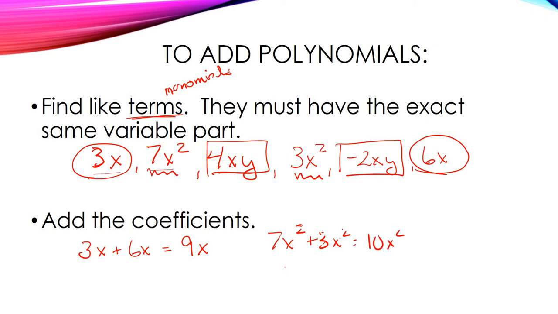And do the xy's for me on your own. 4xy plus a negative 2xy would equal 2xy. Okay, so pretty simple.